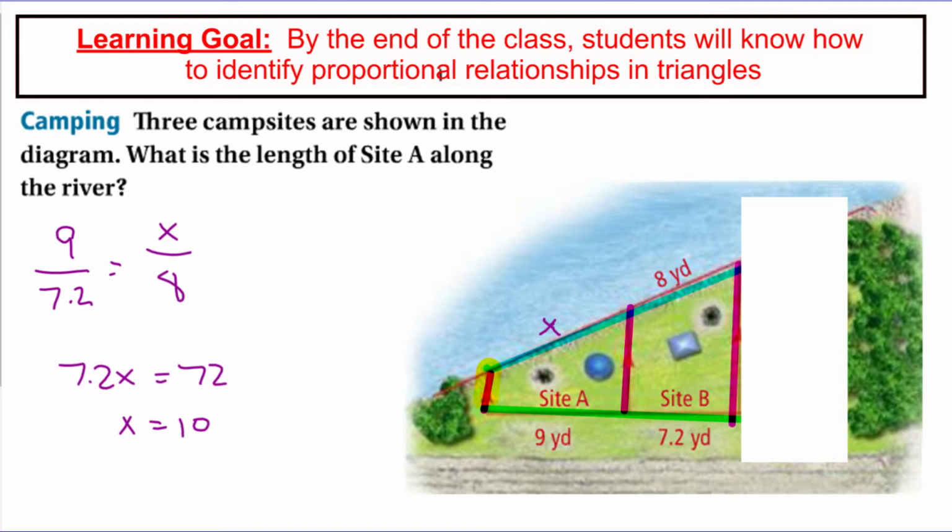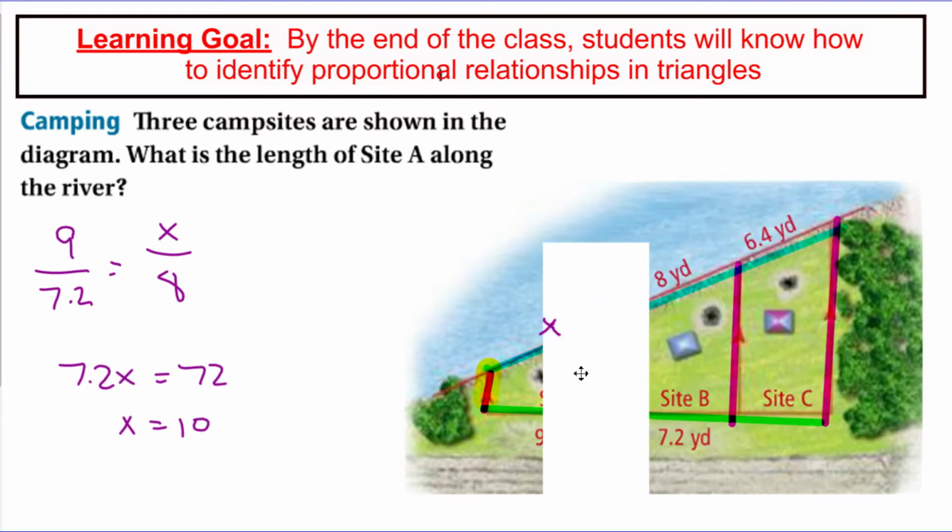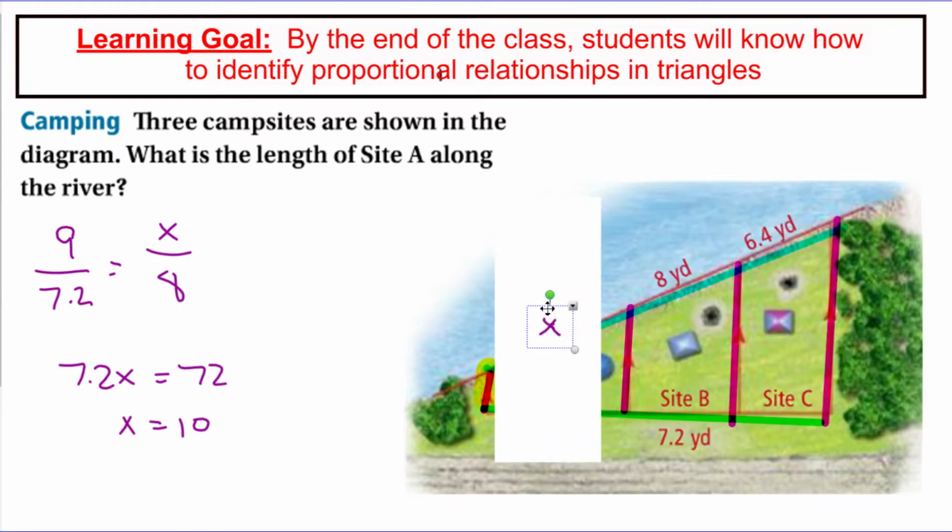I can do the same thing, and I'm not going to go through it because it'd be repetitive, and I can say, let's forget about site A. So if I move this over here and forget about this now, I can do the same thing over here, put my x down bottom here, and set up another true relationship. Use the 8 and the 6.4 in a fraction, and use the 7.2 and the x in a fraction, and I'll be able to figure out what site C is as well.